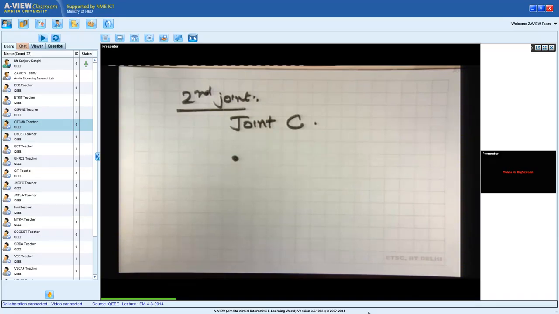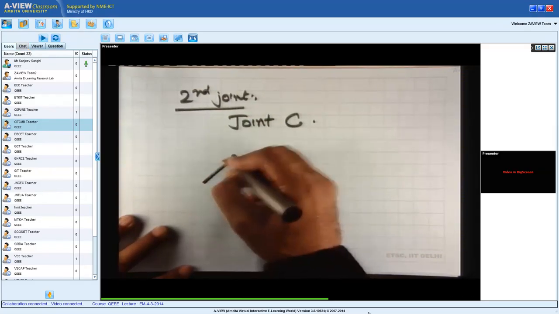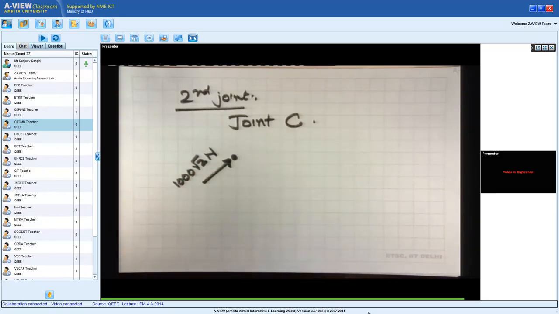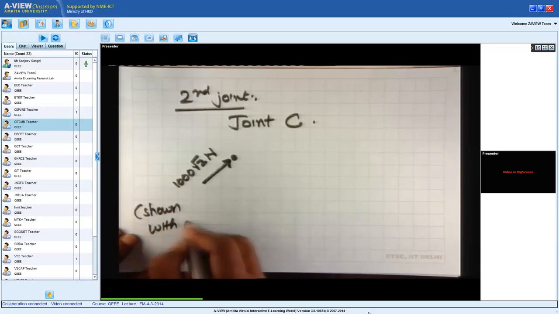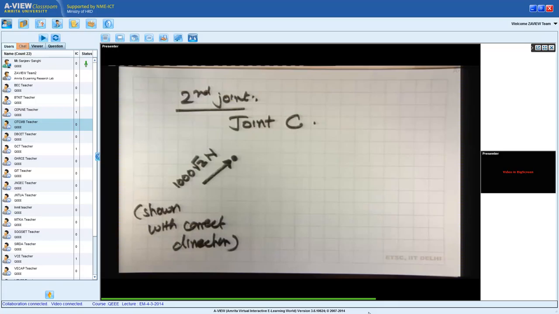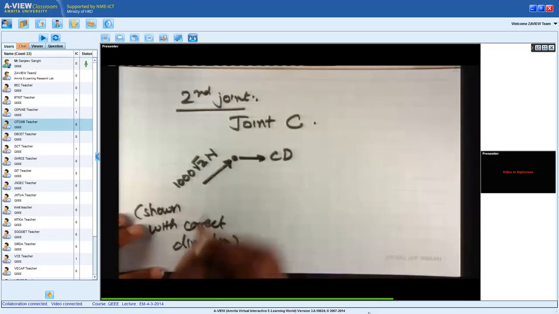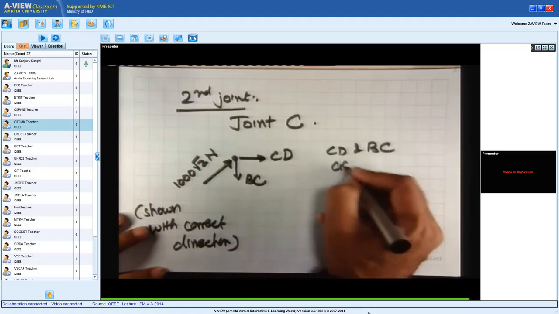And in joint C, we have this force AC, which is 1000 root 2 newtons, and now because I know this is compressive, I show the right direction. So this is shown with the correct direction because this one is known. Now we have CD and BC which are connected to this. So this is CD and we have BC.